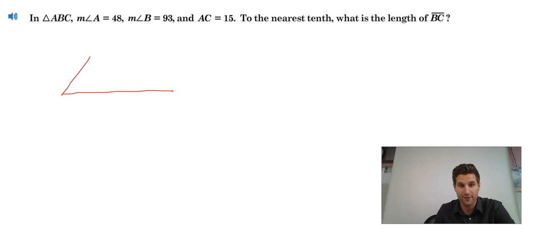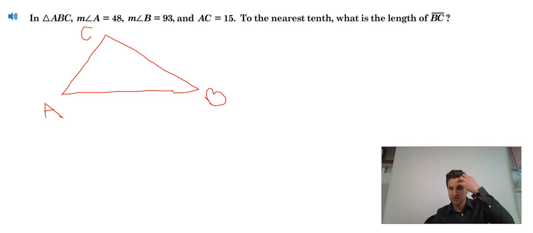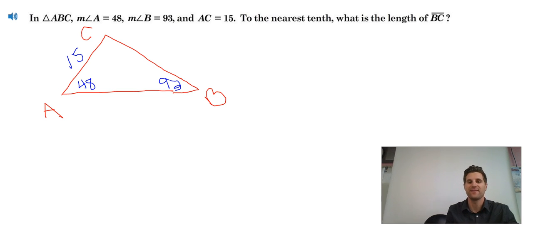First of all, draw any type of triangle you want. It doesn't matter. I'll go for a generic looking triangle. We have angles A, B, and C, so label them wherever you like. We're using this just to visualize our setup. I'm going to do angles in blue. Angle A is 48 degrees. Angle B is 93 degrees. And AC is 15. To the nearest tenth, what is the length of BC? So we want to know this piece.